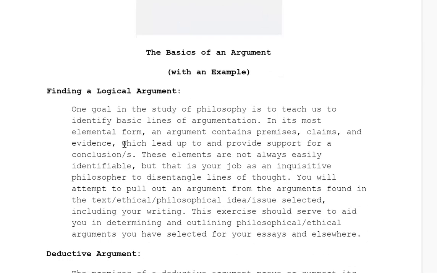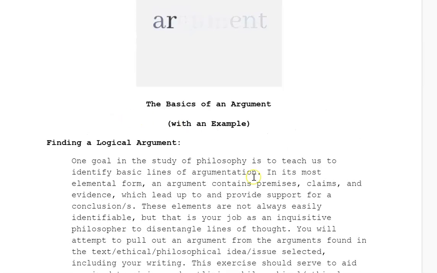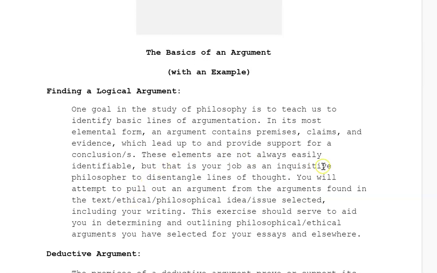One goal in the study of philosophy is to teach us to identify basic lines of argumentation. In its most elemental form, an argument contains premises, claims, and evidence, which lead up to and provide support for conclusions. These elements are not always easily identifiable, but that's your job as an inquisitive philosopher to disentangle lines of thought, lines of argumentation, essentially. In other words, a basic argument contains premises and a conclusion.